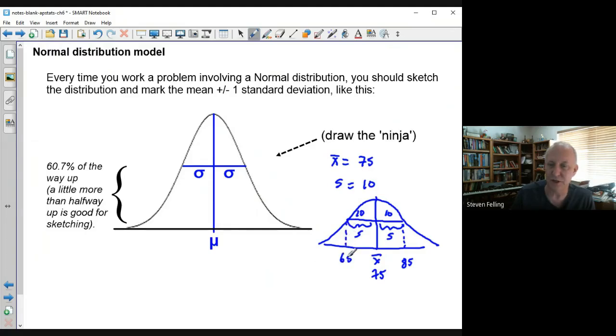So anytime we do anything with normal distributions, I'm going to require you to make a sketch, label what the mean is, and then draw the line across here and label the standard deviation in here, and then also write in what is the value that's one standard deviation above the mean and one standard deviation below the mean.